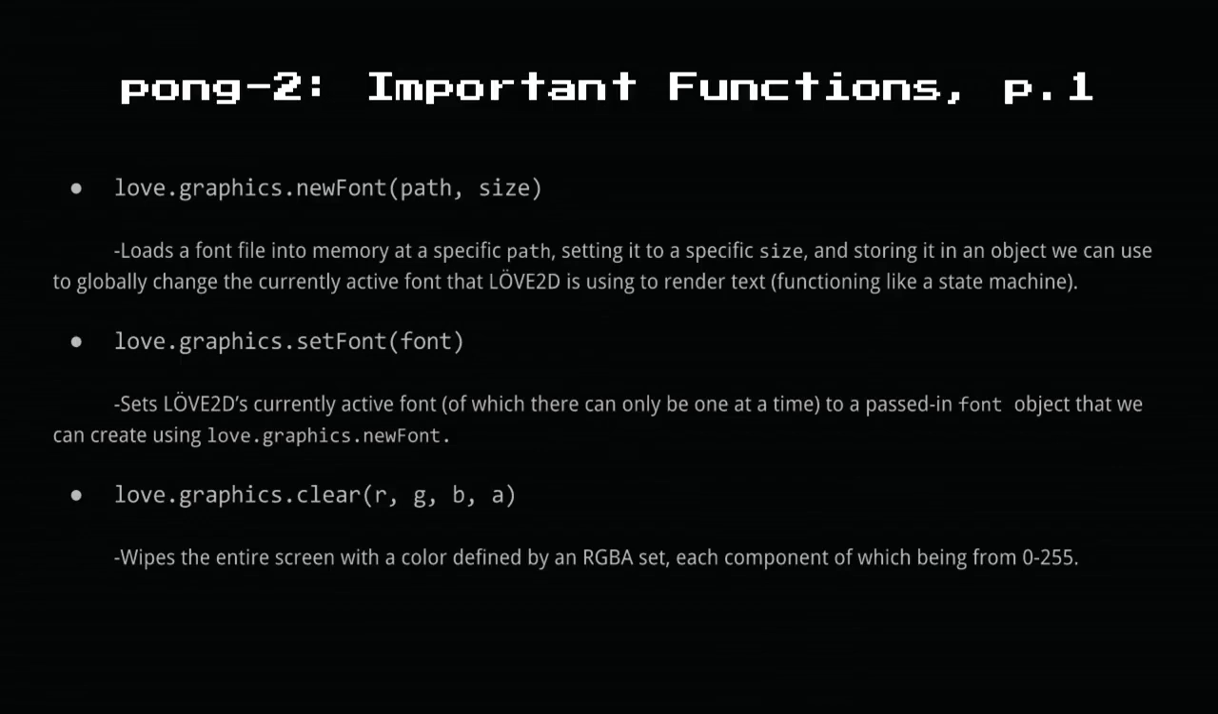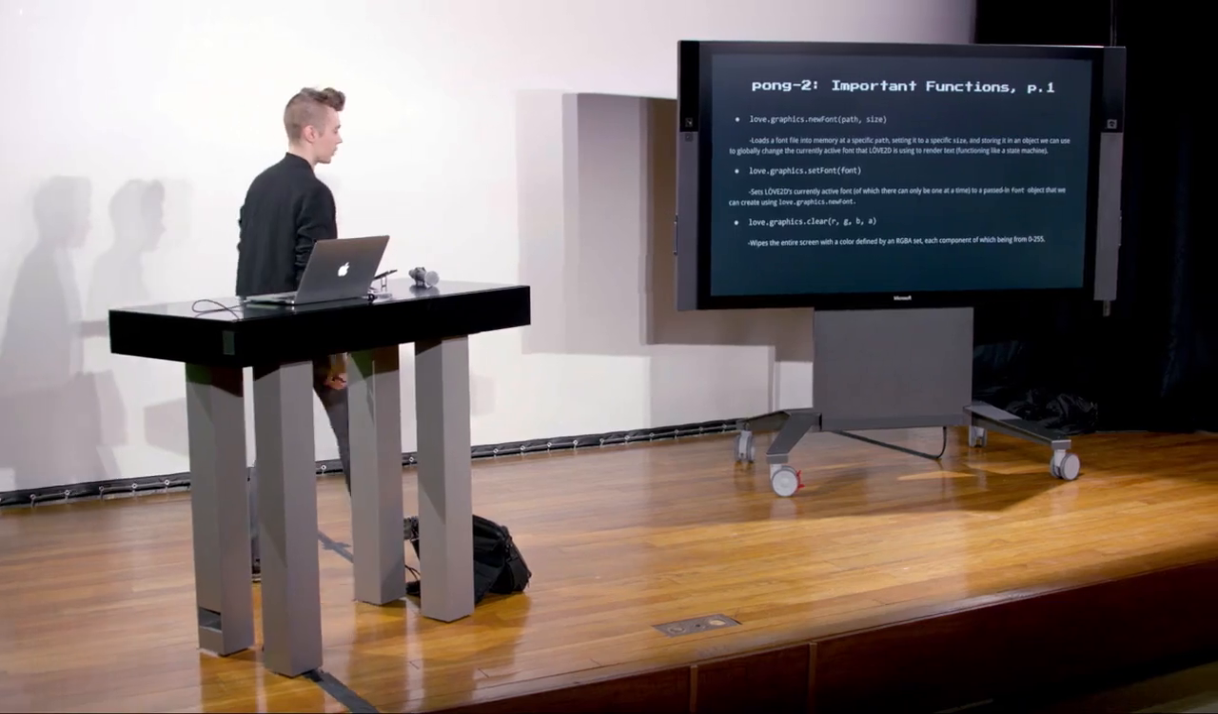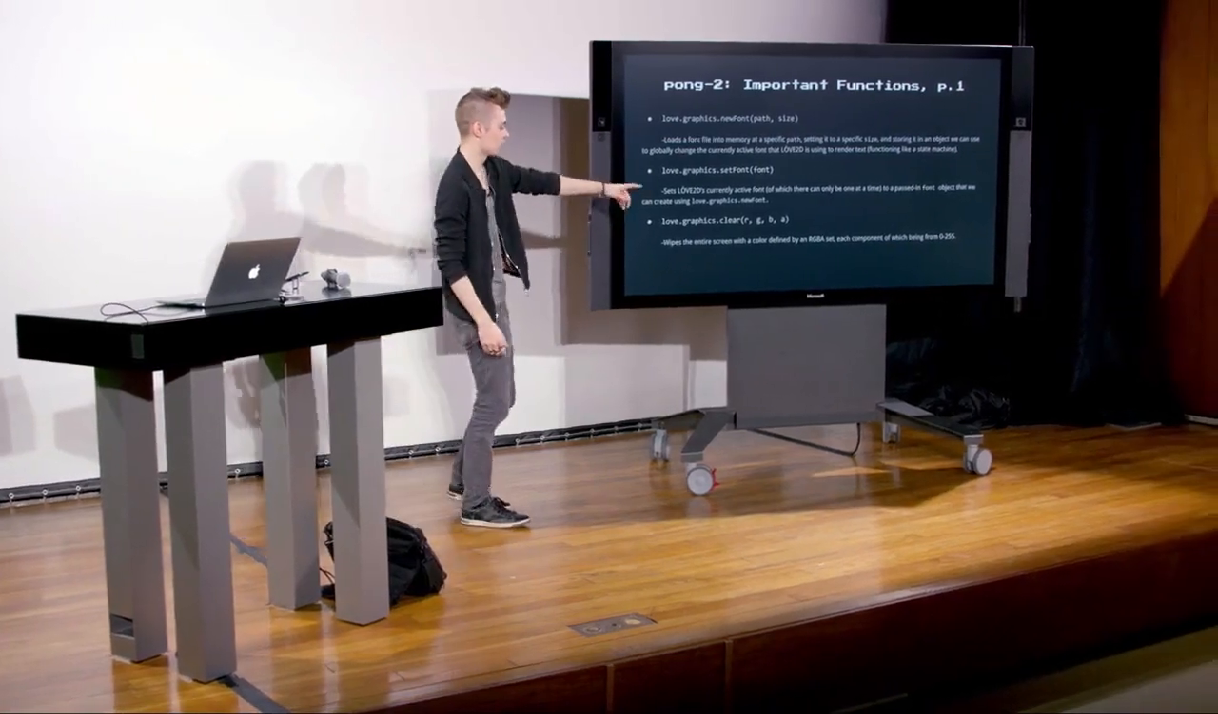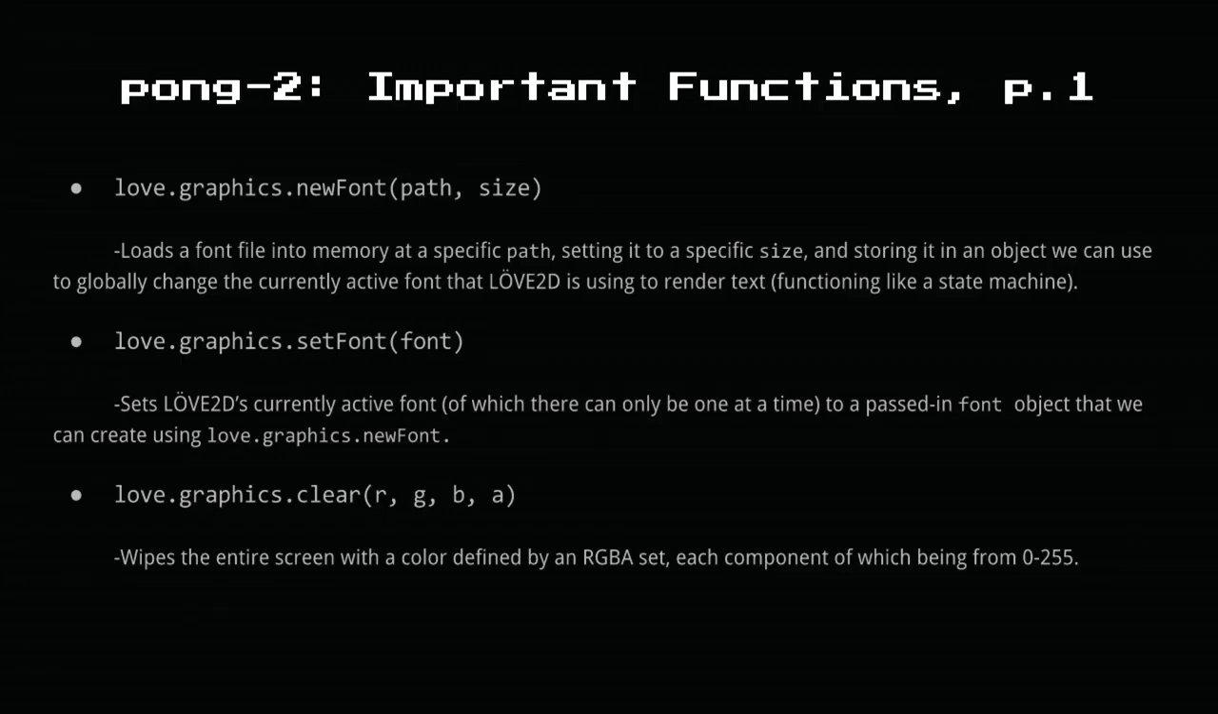Love is a state machine in the same sense as before, in that it'll have an active font at any one time, and whatever print functions you call will use the currently active font. And that also applies to whatever color you might want to render to the screen. If you have a font and you want to maybe render it in red, you need to set Love2D's active color to red as well. Love.graphics.clear is a function that takes an RGBA quadruple and will flush the screen in that color. It just has a simple effect of wiping the screen in that color. Useful for drawing just flat colored backgrounds.